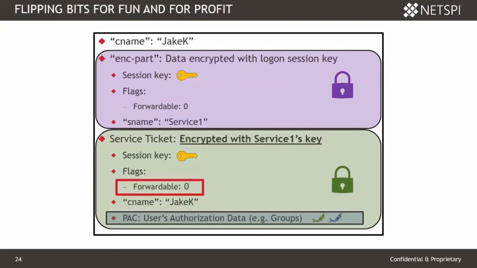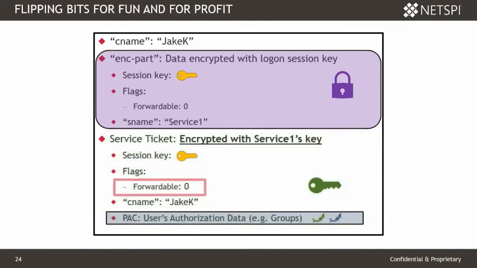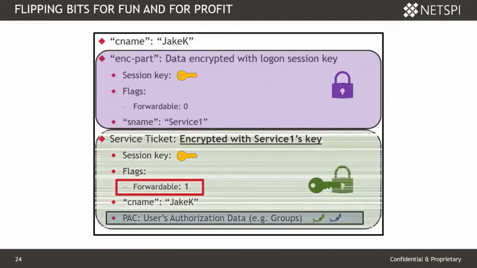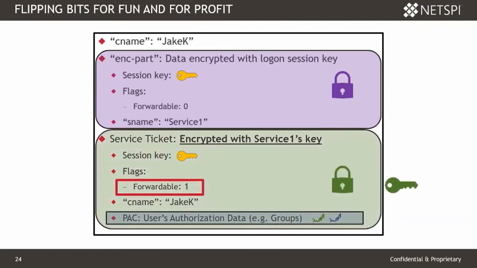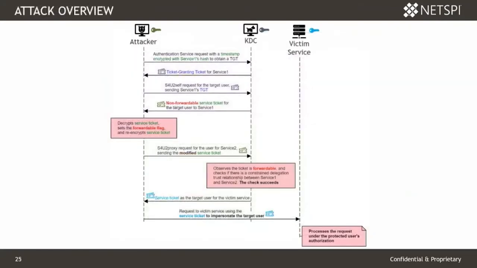Recall that the service ticket is encrypted with Service 1's own secret key. Well, Service 1 has that key. It can decrypt the ticket and just make it forwardable. So even if the ticket that comes back in the S4U2self exchange is not forwardable, Service 1 can make it forwardable.